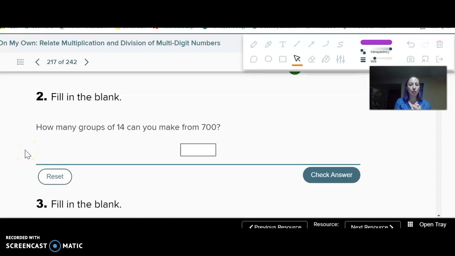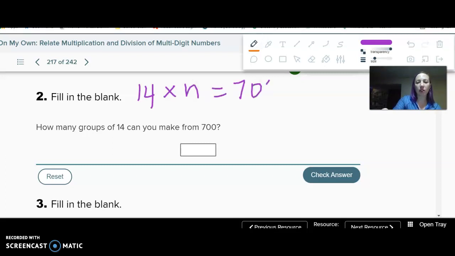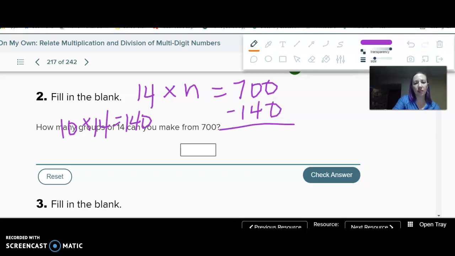14, how many groups of 14 can you make from 700? Go. All right, hopefully you got it. Remember, we're thinking 14 times something will equal 700. Or 700 divided by 14 equals something. Connected problems. So, I think, okay, 10 groups. That's 140. I could subtract 140. Let's start with that. So 10 times 14 is 140. I'm going to subtract that. I know I'll definitely have lots left.